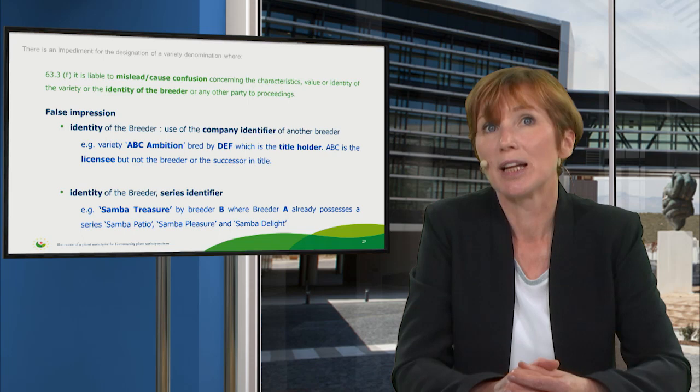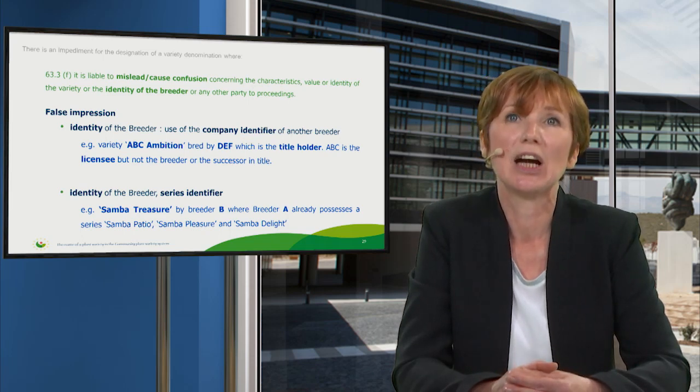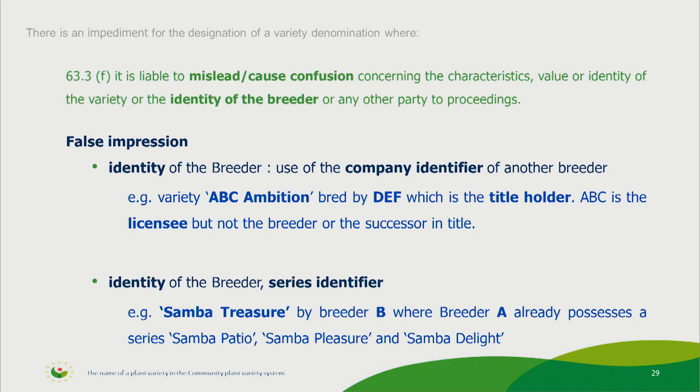This false impression can also be linked to the identity of the breeder. This is a case, for instance, when a breeder uses the identifier of another company in his variety denomination. In our example, the breeder DEF is the title holder of the variety "ABC Ambition", where ABC is the licensee of the variety but is not the successor in title. The use of another company name in a variety denomination which is not the breeder may create confusion as to the origin of the variety and its breeder.